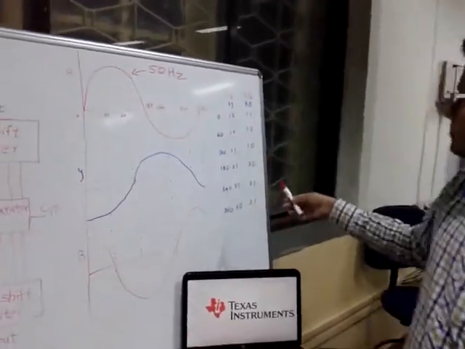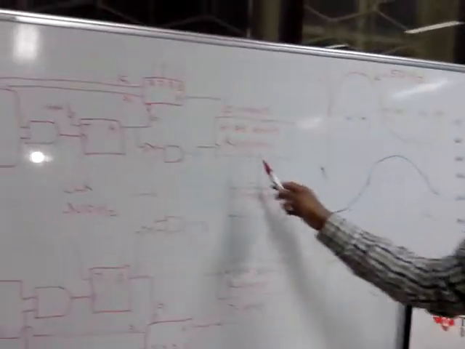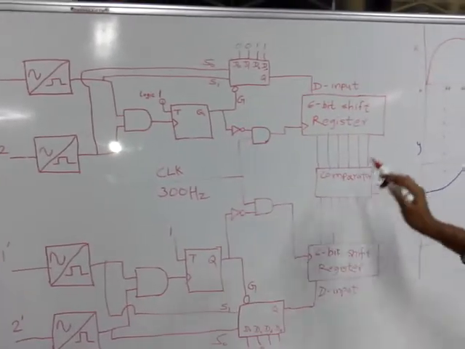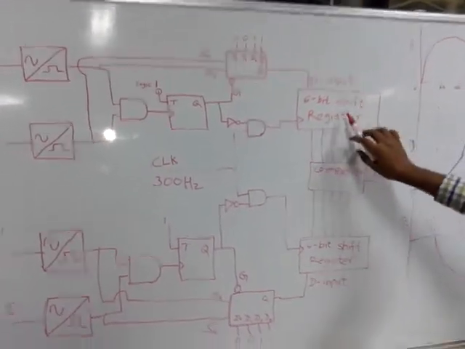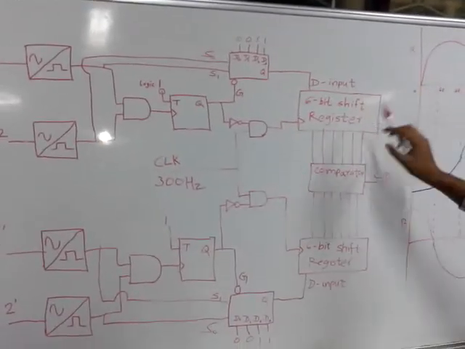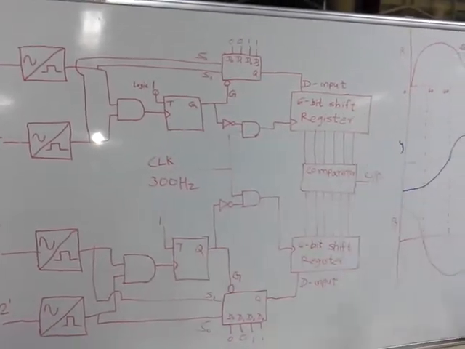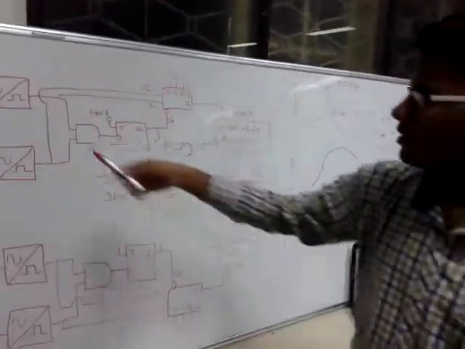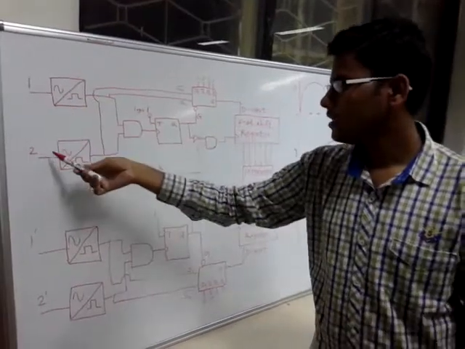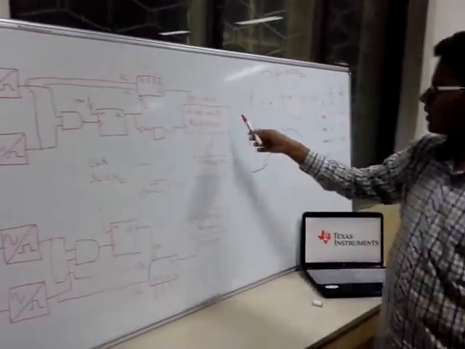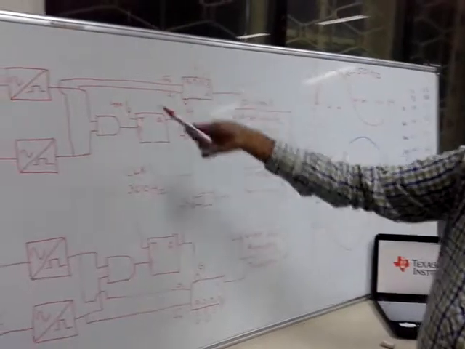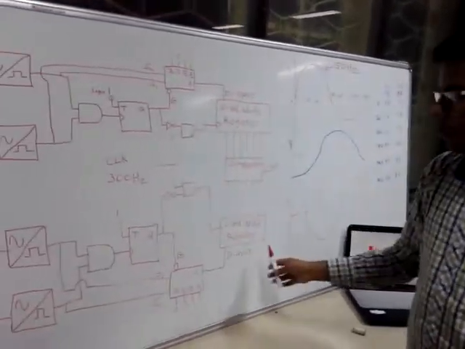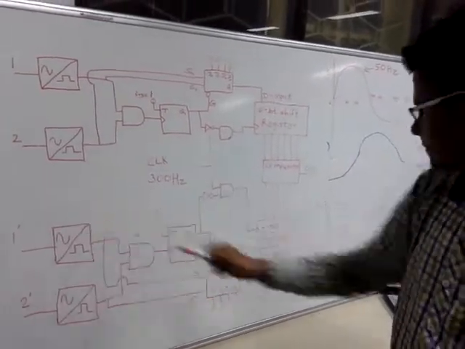This sequence is further stored in a 6-bit register using this circuitry. The first 6-bit register stores the data according to the phase sequence of the first source, that is source 1. Here are the first phase and the second phase of source 1, which stores data according to the phase sequence of that source, while the second register stores the data according to the phase sequence of the second source.